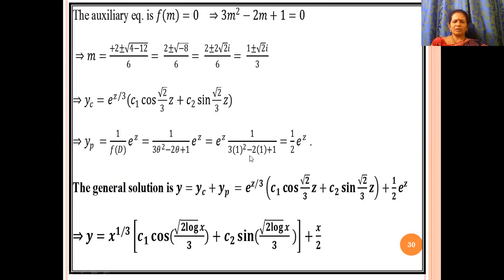If we substitute a value in this denominator and get 0, we should not substitute. Otherwise, we can substitute and simplify. That is the value of YP. Otherwise, there are different procedures we can follow, which we have already discussed in the previous sessions. After getting YP, you can write down the general solution: Y is equal to YC plus YP.